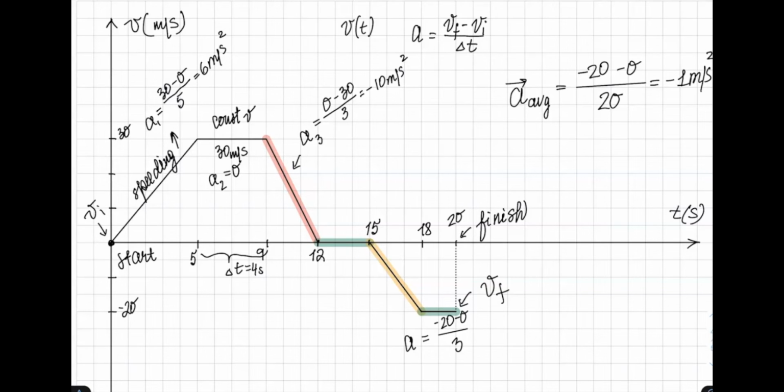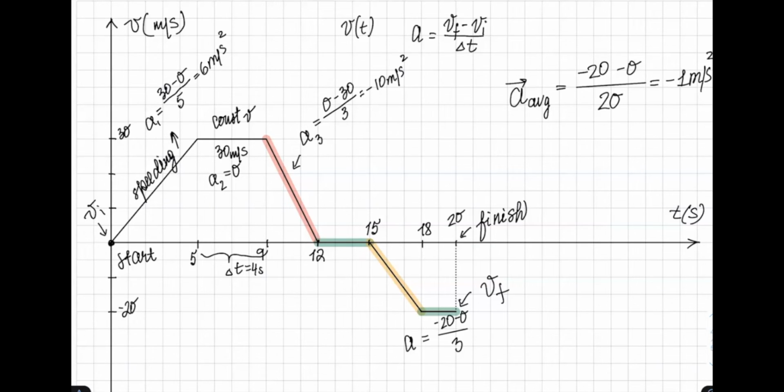Now what if we were asked to find average velocity? We see that our velocity goes from 0 to 30, then it stays at 30, then from 30 to 0, then there's a U-turn from 0 to negative 20, then some time at negative 20. So we have a number of different velocities, and in math, when we find an average, we add everything together and divide by the total number of numbers, and that gives us the average.